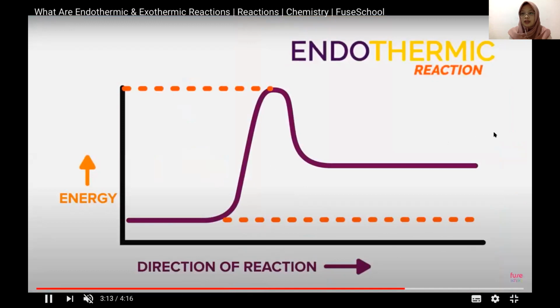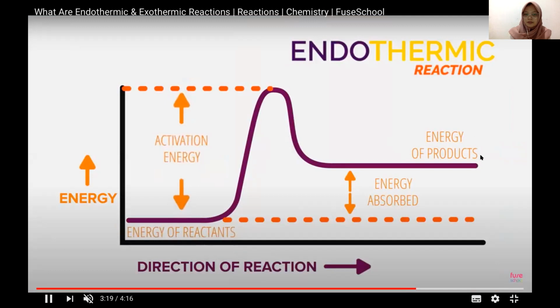If we look at the endothermic curve, first the energy of the reactant is less than the energy of the product. So it starts from low energy into high energy, like this curve states.